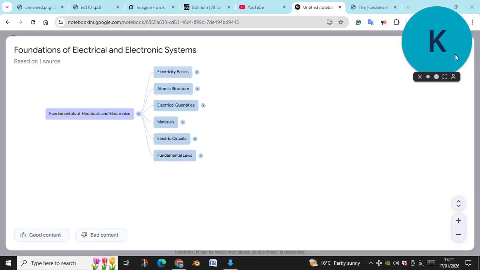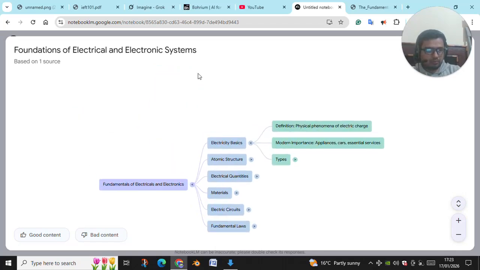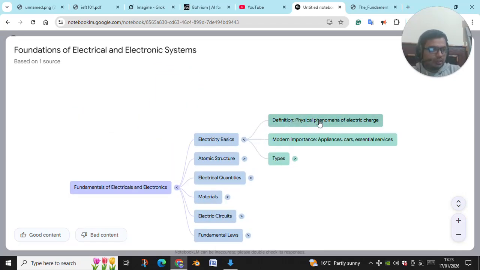Hi there. So this is an overview of our chapter. So let's go through a flow diagram. Fundamentals of electrical and electronics. First, we see electricity basics. Electricity definition: physical phenomena of electrical charge.